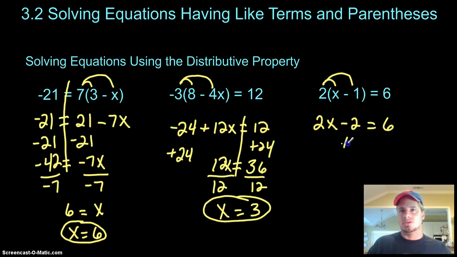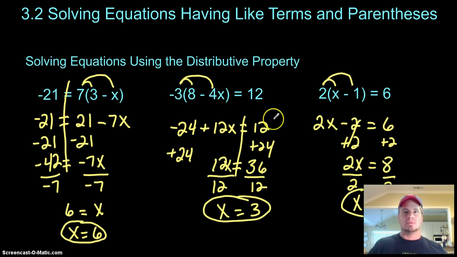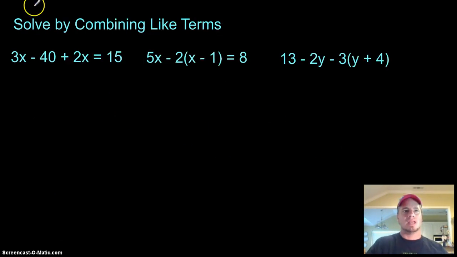Get rid of the negative 2 first, as we talked about already. That goes away. I get 2x equals 8. Get rid of this multiplication bond. I call it like a chemical bond. It's a multiplication bond, undone by division. That gives me x equals 4. Okay? That's solving using the distributive property. Now let's look at something else. We're going to add a little step to it.